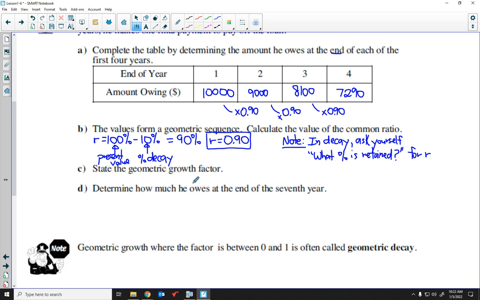C, state the geometric growth factor. Well, we did that. The geometric growth factor would be 0.90, the value of the common ratio. D, how much does he owe at the end of year 7? Year 7 would be when n is equal to 7. So again, this would just be n equals 1, n equals 2, n equals 3, n equals 4. And we want to know what the value of T7 is. We know the amount owed at the end of year 1 is 10,000.